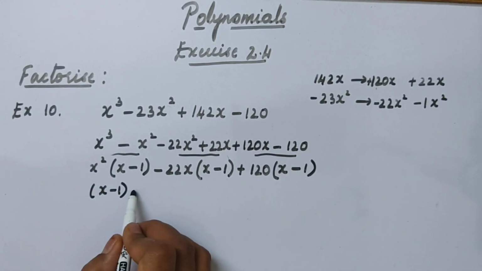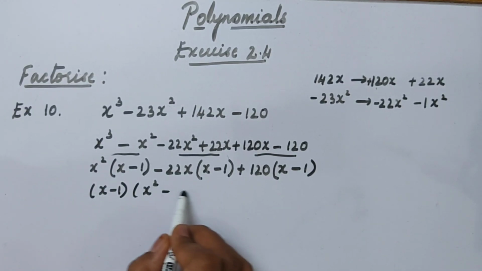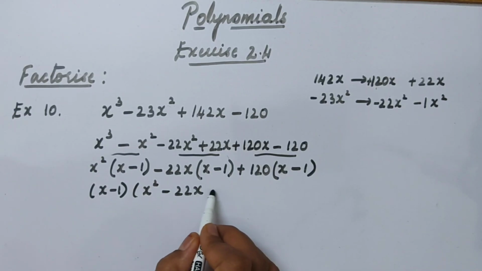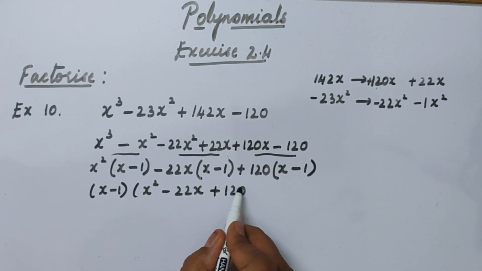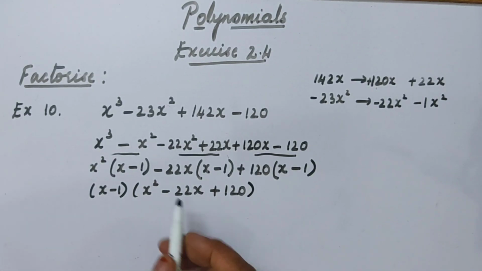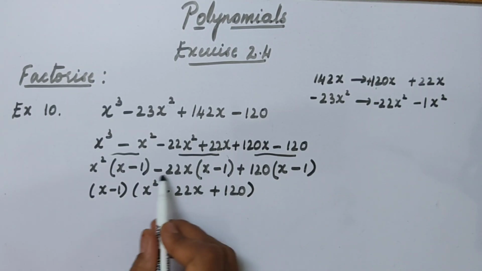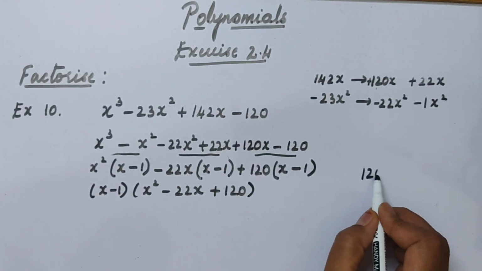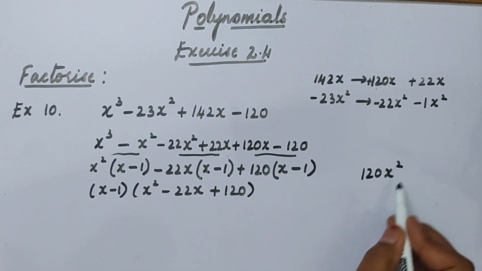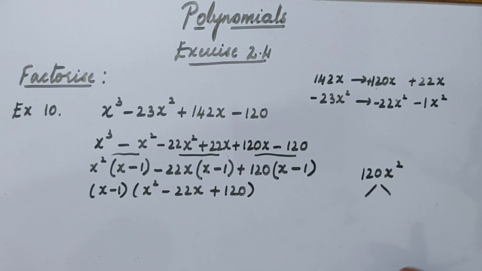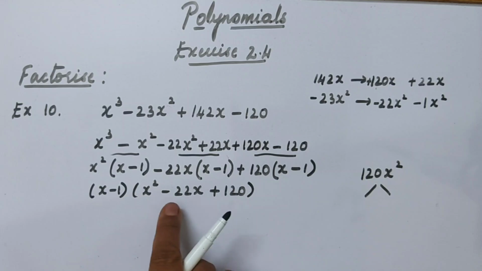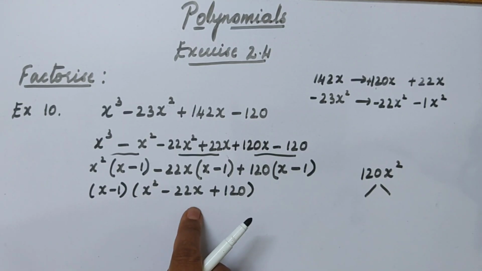And the leftover terms I just write here, that is x square minus 22x plus 120, right? Now let me multiply the first and last term. I'm going to get 120 x square, right? 120 x square. Need to find the factors of 120 so that I get 22 here.